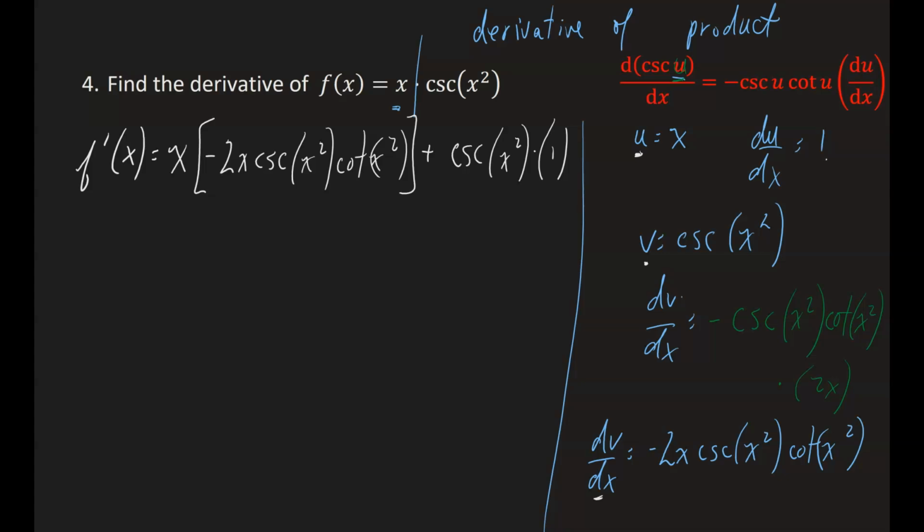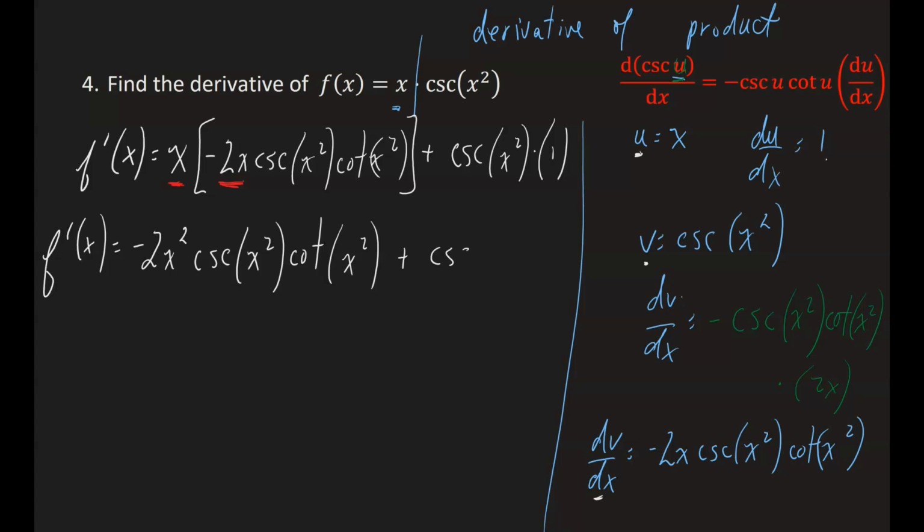To tidy that up, f prime of x, move it right over so we have lots of width. The first term, I want to multiply that by that, which becomes minus 2x squared cosecant x squared cotangent x squared plus cosecant x squared.